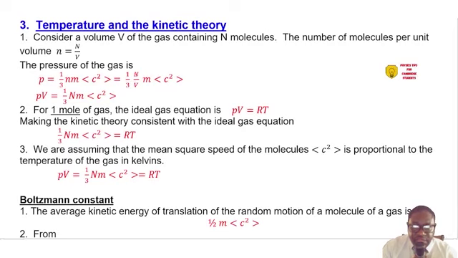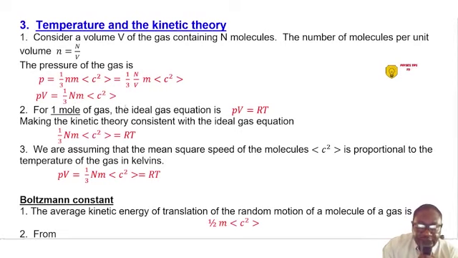Now, since we have said big N/V is equal to small n, the number per unit volume, we are going to get p = 1/3 nmc² like this, which previously we had as pV = 1/3 Nmc². Also remember that you can substitute this, bring the volume down, and have it as 1/3 ρc², where ρ is the density. Now remember, c² is the mean square speed of the molecules.